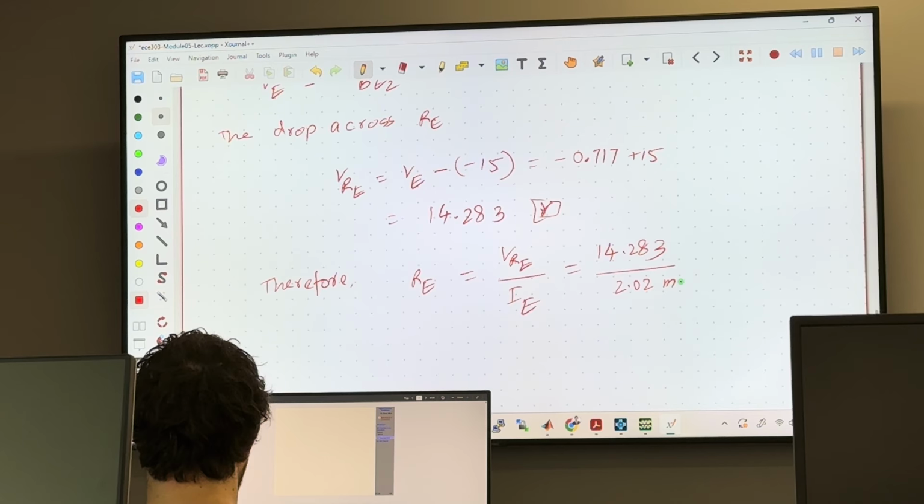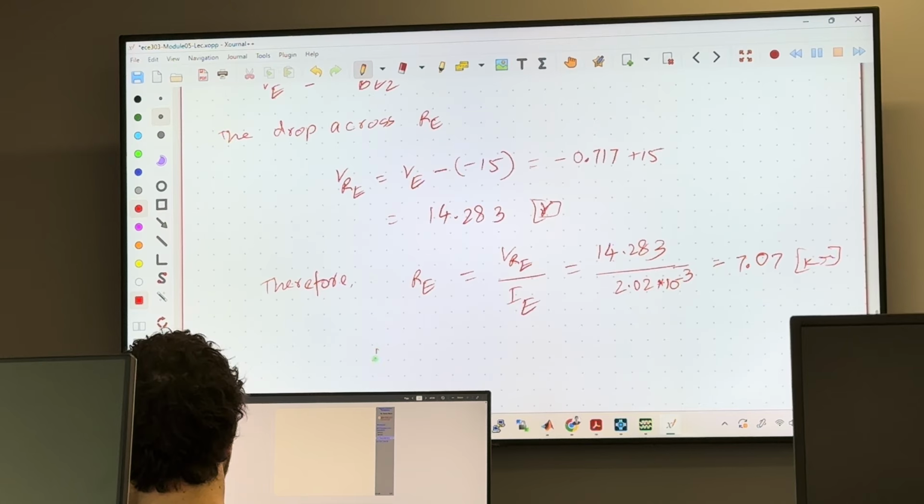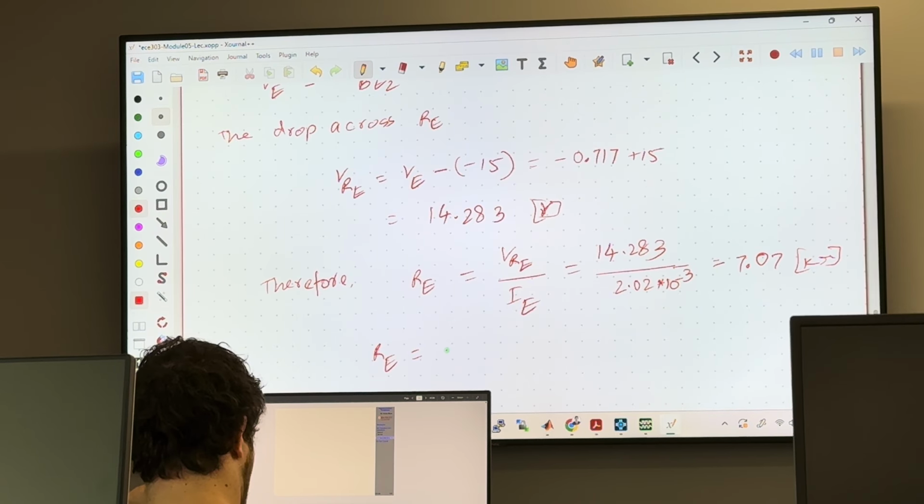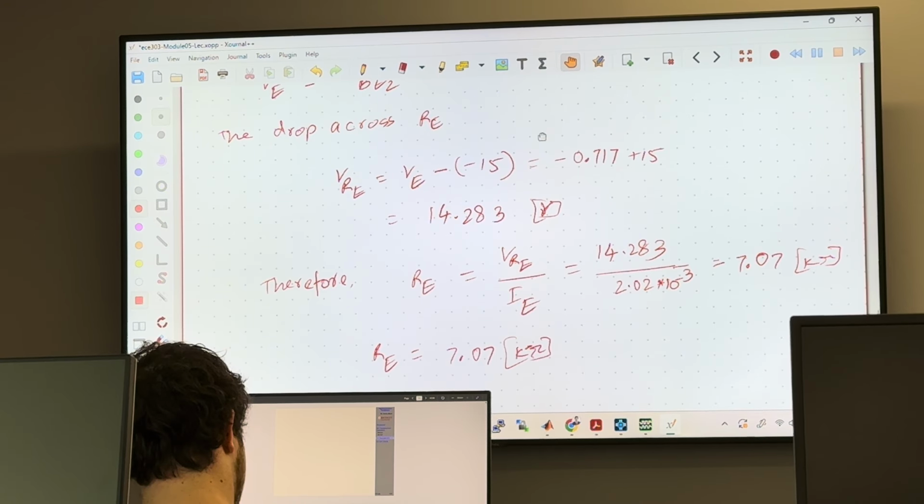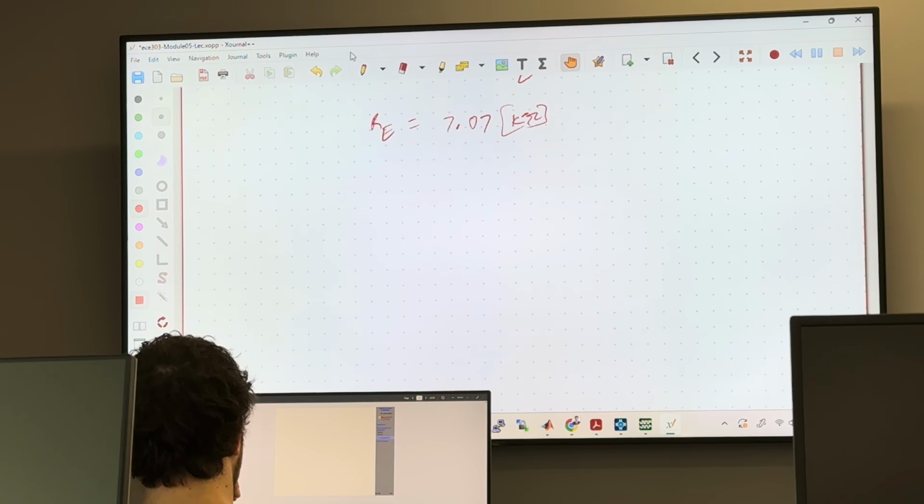2.02 times 10 to the negative 3. So this is going to be 7.07 kilo. So R sub E is 7.07 kilo. Now we are going to design the circuit.